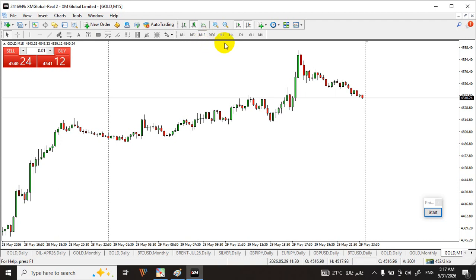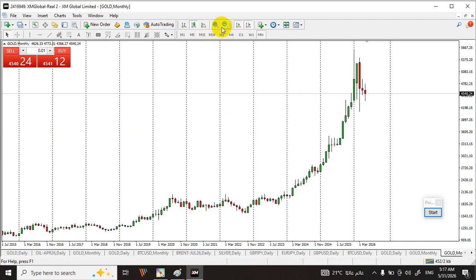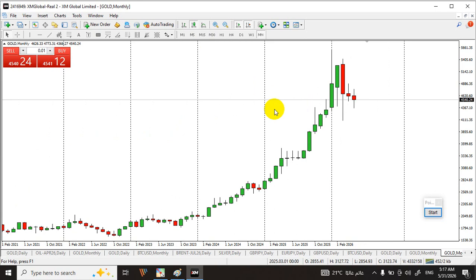Final concept. When multiple time frames agree on direction, market momentum becomes much stronger. But when time frames conflict, the market becomes unpredictable. That's why alignment is the key to consistency in trading.